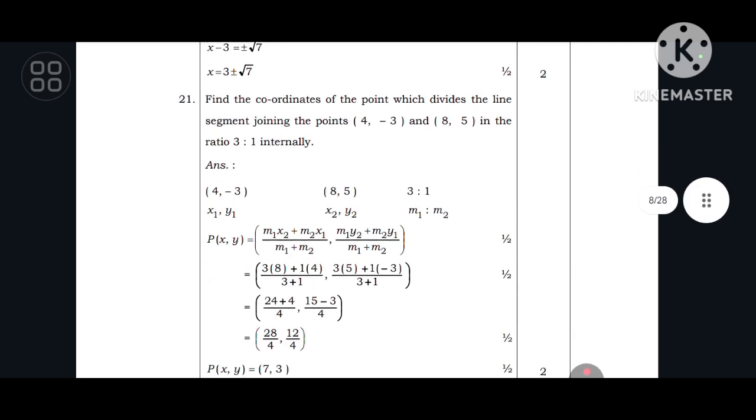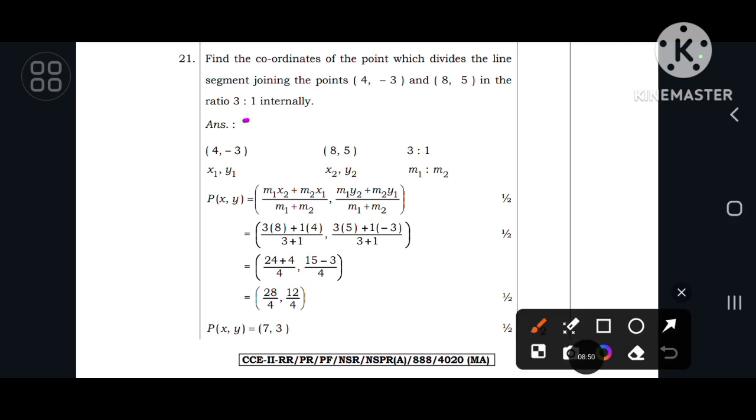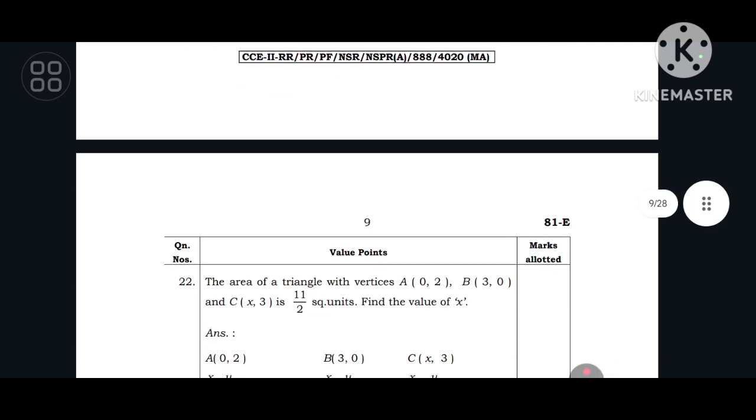Now this is from coordinate geometry. You can see they have asked a question about how a line segment is divided in the ratio 3:1. They have asked you to find the coordinates of the point which divides the line segment joining the points (4, -3) and (8, 5) in the ratio 3:1 internally. Please notice these points, because internally and externally are the two things where students directly solve the question taking it as internal. Please think and solve the question. See whether they ask internally or externally. See the steps of how they have solved it.